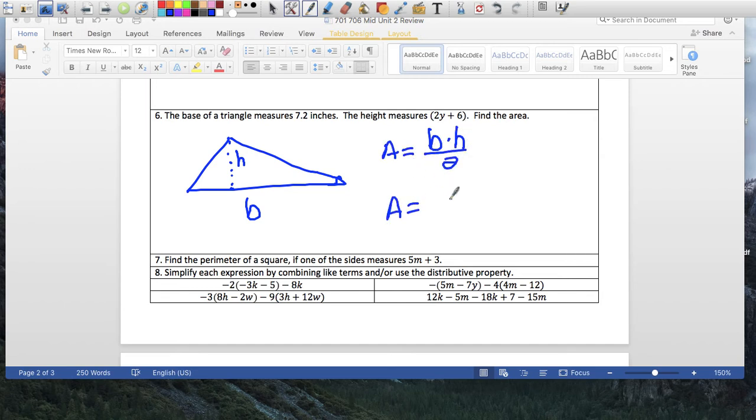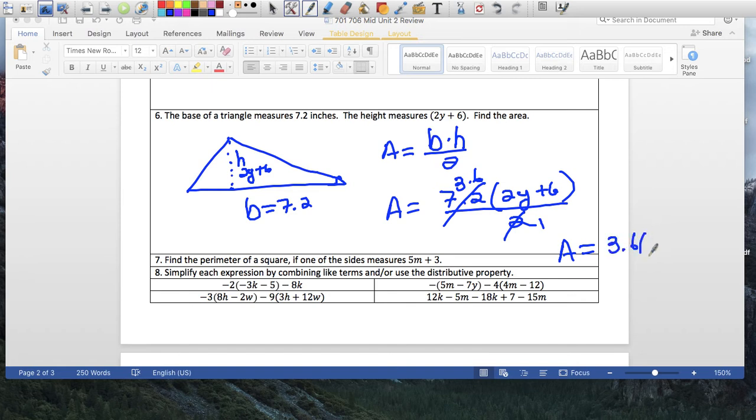Let's substitute here. The base is 7.2. The height is represented by the expression 2y plus 6. So I get 7.2 times the height, which is 2y plus 6, and we're going to divide all that by 2. The first thing I would do is simplify this fraction, this 7.2 and 2. If I divide 2 by 2, I get 1. If I divide 7.2 by 2, I get 3.6. So now I have 3.6 times 2y plus 6.